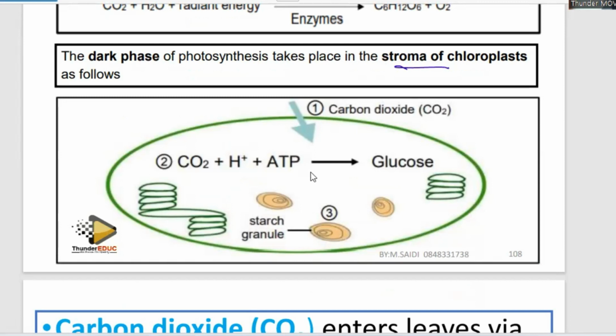Now that's where carbon dioxide comes in, because we have not talked about carbon dioxide. Carbon dioxide is used in the dark phase, while in the light phase, that's where water is used. The carbon dioxide, which is absorbed through the stomata, will combine with the hydrogen and the ATP, which we got from the light phase, and then glucose is formed. Glucose is formed. What is the function of carbon dioxide? Don't forget the formula of glucose.